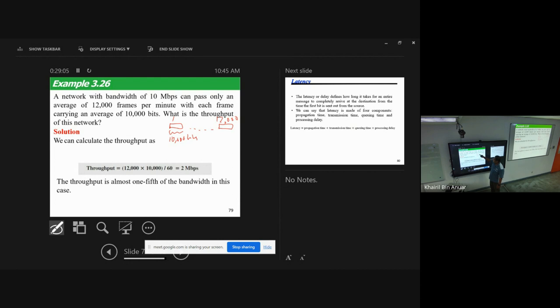Okay, so in total you have to multiply this number with this number. Because this is per minute, you have to divide by 60. So you have 2 Mbps. This is within the 10 megabit per second, because the network bandwidth is 10 megabit per second. So it's still 1/5 of the bandwidth. This one is okay, meaning that you can still increase the number of bits, because the throughput is 2 Mbps compared to the network, which is only 10 Mbps.